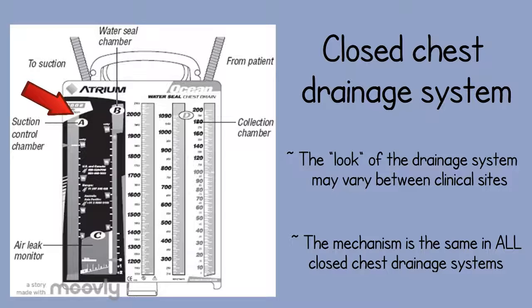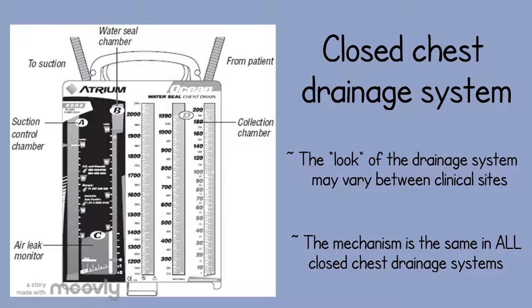Each chamber has a different function. Chamber A controls the amount of suction that is to be applied. Chamber B is the water seal chamber, which serves as a simple one-way valve which prevents air from returning to the patient's pleural cavity. Chamber C is where you will monitor for air leaks due to changes in pressure in the pleural space. And Chamber D is where fluid will drain from the patient if drainage is present.